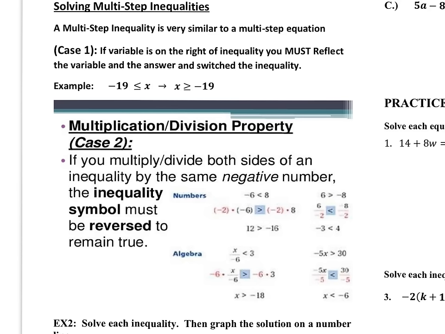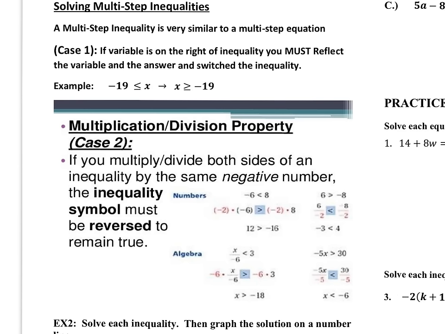Now, solving multi-step inequalities. A multi-step inequality is very similar to a multi-step equation. In case number 1, we've already learned that if a variable is on the right of an inequality, you must reflect the variable and the answer and switch the inequality. So for example, if I had negative 19 is less than or equal to x, I have to switch it to x is greater than or equal to negative 19, creating that reflection.